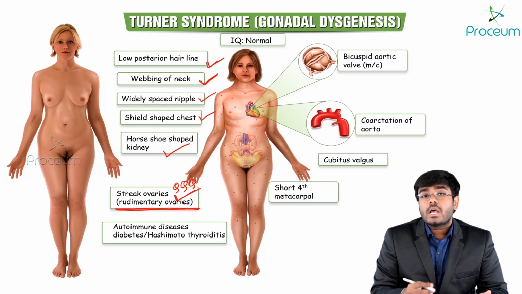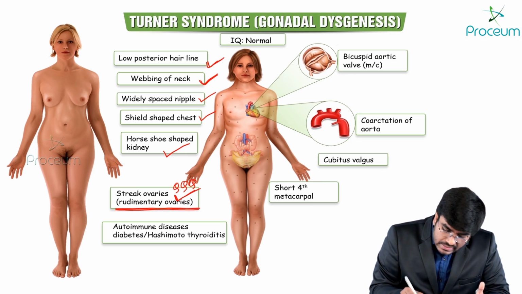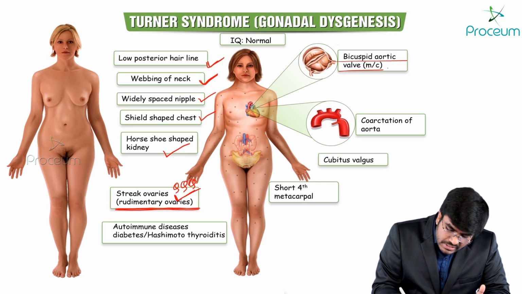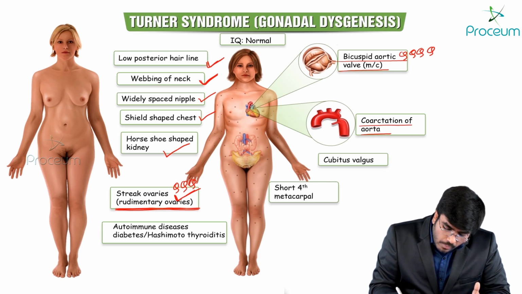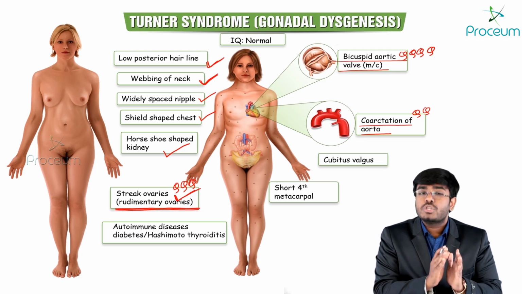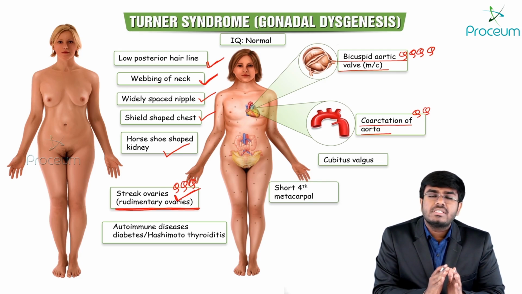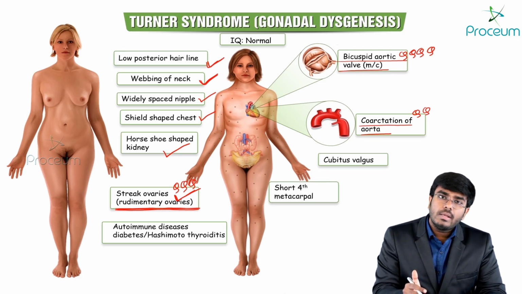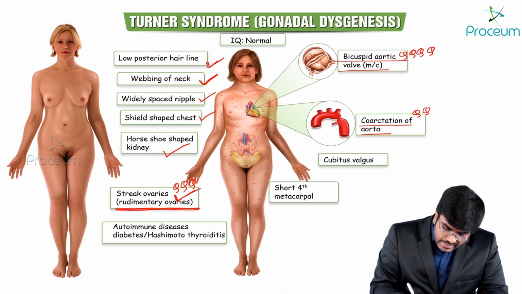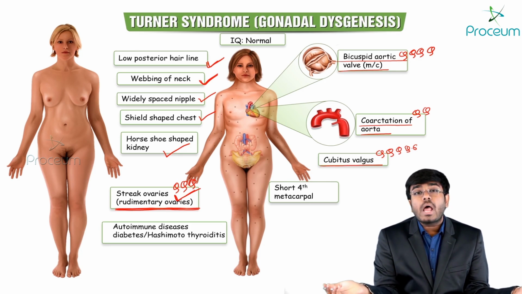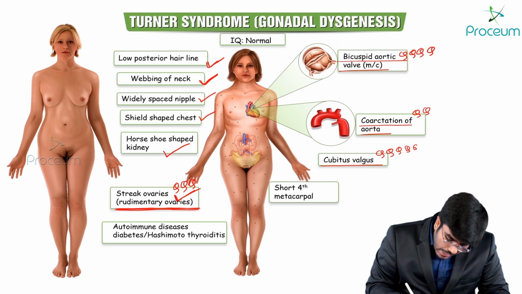Now, these females are also associated with certain cardiac anomalies like bicuspid aortic valve (MCQ). They can have this bicuspid aortic valve and also coarctation of aorta. But the most common cardiac anomaly seen with Turner is bicuspid aortic valve. They may also have coarctation of aorta. See, they have skeletal abnormalities like cubitus valgus. See, the elbows are more outward. Cubitus valgus will be there, and the fourth metacarpal is short.